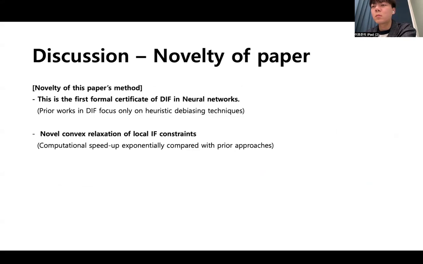This paper is significant as it proposes the first optimization approach and calculation for certifying the distribution and individual fairness of neural networks. In particular, this paper proves a convex relaxation of local individual fairness, enabling exponentially more efficient local IF certification compared with prior mixed integer linear programming approaches.